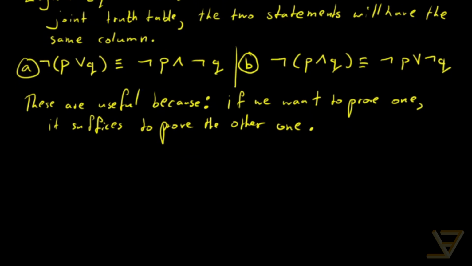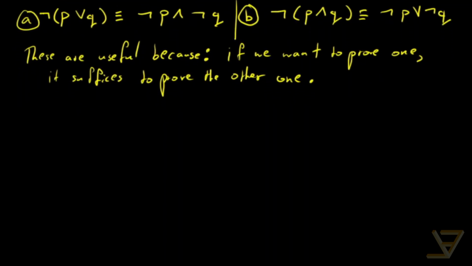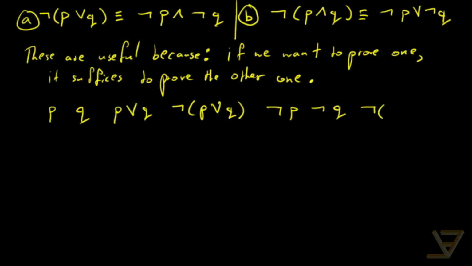Now that we have the preliminaries out of the way, let's actually prove De Morgan's laws. The first one will need a truth table starting with P and Q. I'll write out all the gory details. P or Q, not (P or Q), not P, not Q, and not P and not Q.